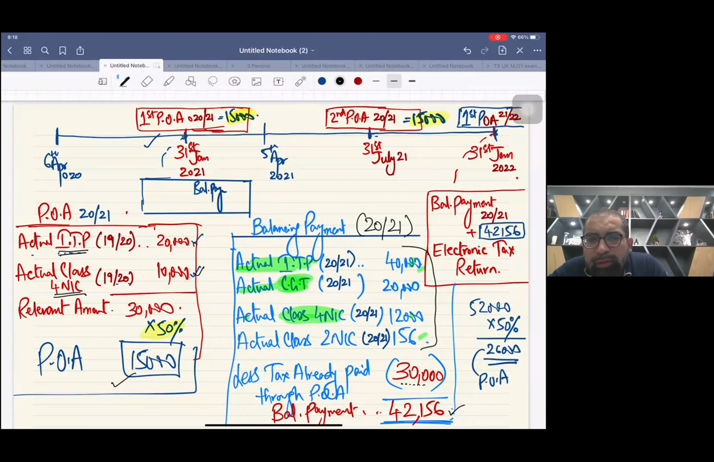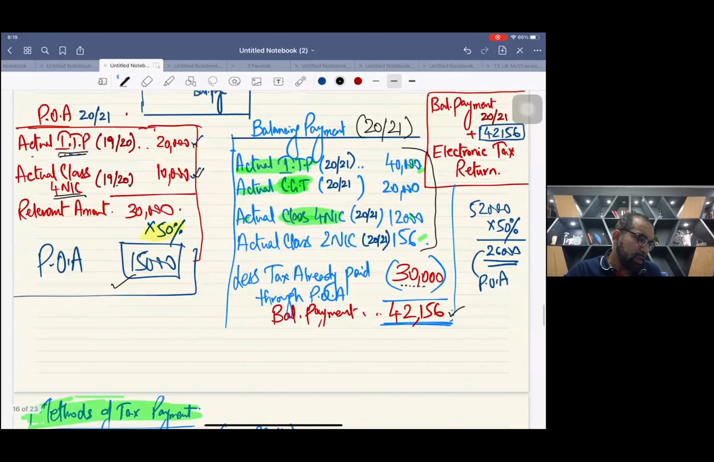Now, on this 31st January 2022, you have to submit one more thing, which is called the electronic tax return. This is the last date of the electronic tax return as well. Now, read these lines, these are important.